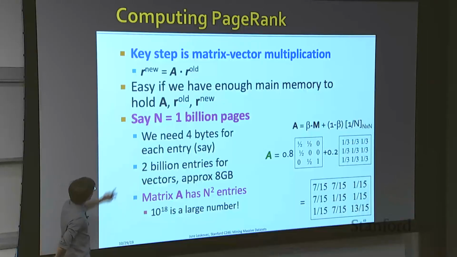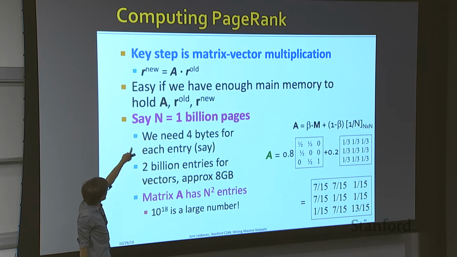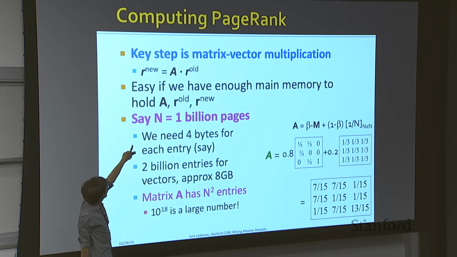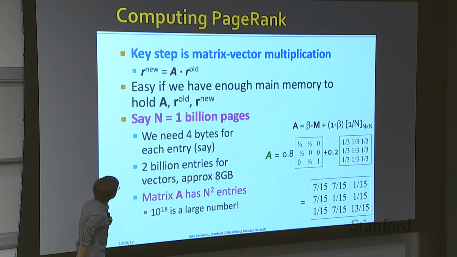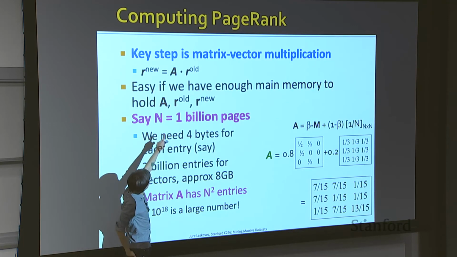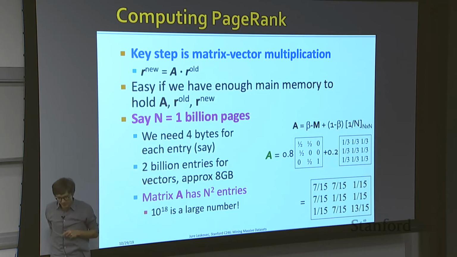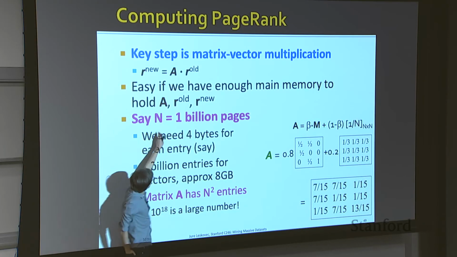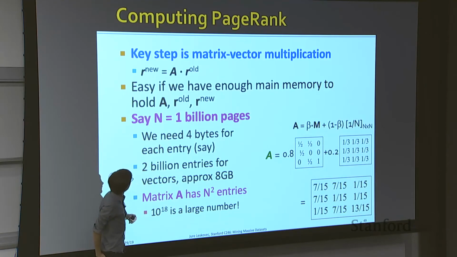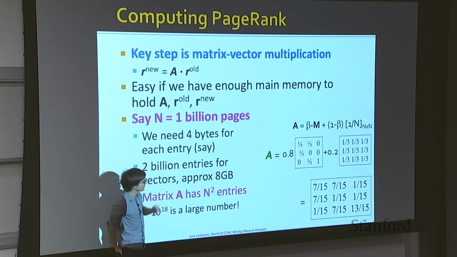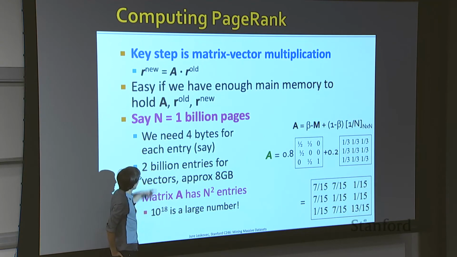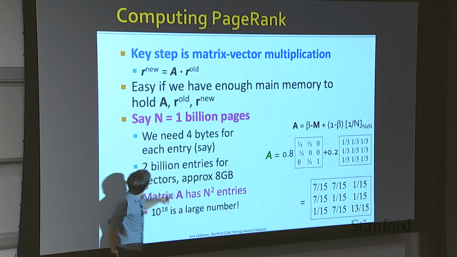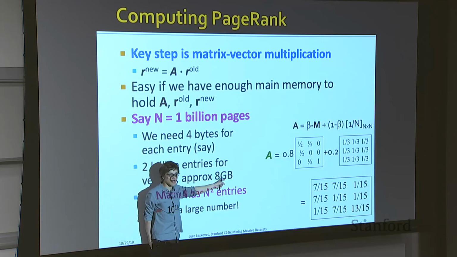Here's the issue. What we want to do, the key is this iteration where I say our previous R times A is our new R, and I want to be able to iterate this as many times as possible. If A and R old and R new are small and I can fit them in main memory, then life is good. As I said, if I have, for example, a billion nodes, and let's say I need 4 bytes to save an entry, a short float of 4 bytes, and I need the two vectors R new and R old, each one with a billion entries. So just to store R old and R new, I need 8 gigabytes of memory.